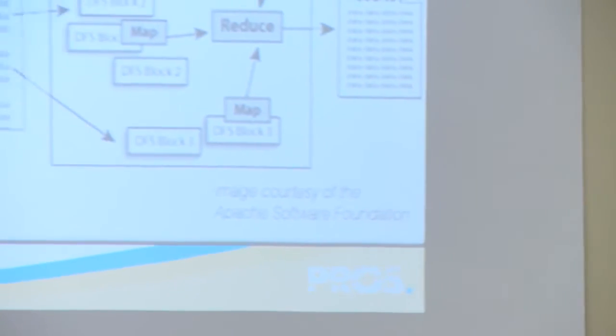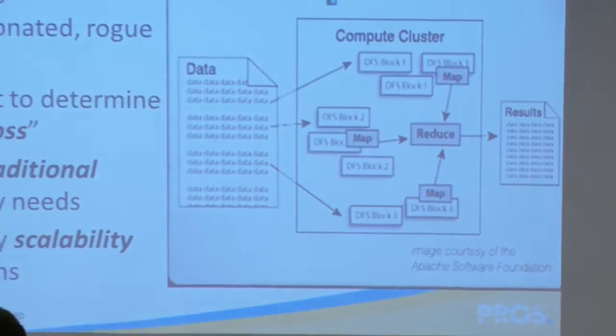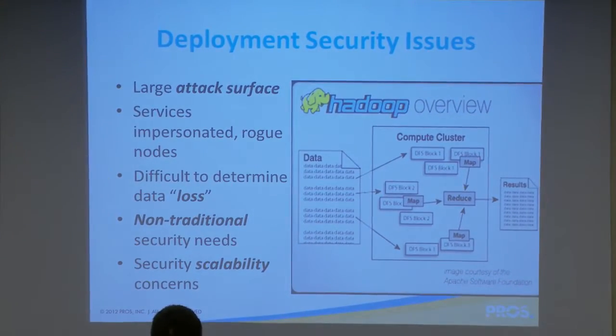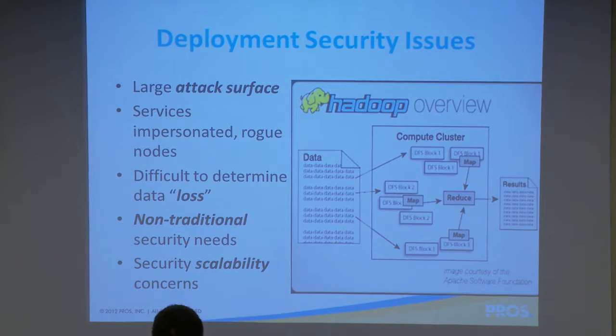So, deployment security issues. Again, this is not Hadoop specific. It could relate to other systems, but Hadoop is a good example, for instance. So we have a large attack surface, right? You have data nodes, you have a name node, a secondary name node, you have job trackers, you have task trackers, you have tasks actually running.